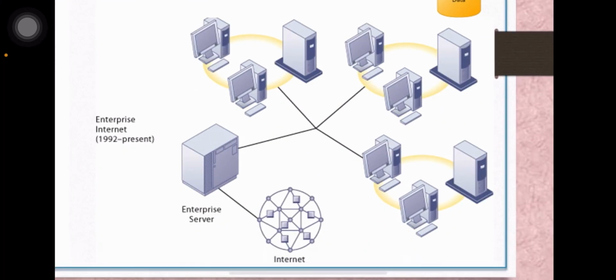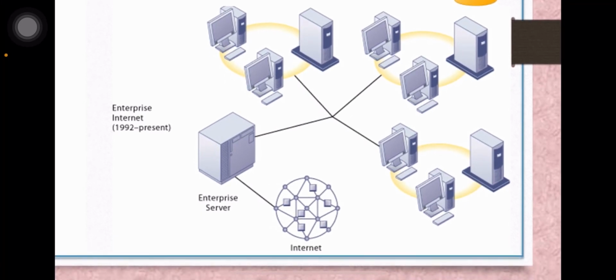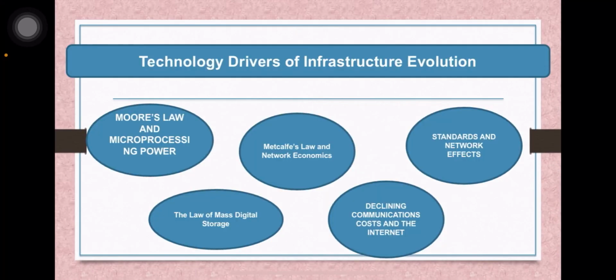Next, we move to the enterprise internet era. This is from 1992 to the present. The enterprise infrastructure employs software that can link disparate applications and enable data to flow freely among different parts of the business. The enterprise era promised to bring about a truly integrated computing and IT service platform for the management of the global enterprise. Next, we move to the technology drivers of infrastructure evolution.